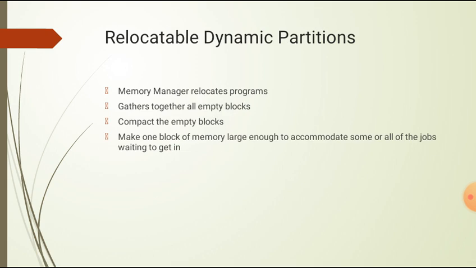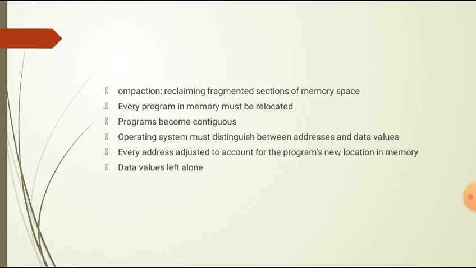Relocatable dynamic partitions. The memory manager relocates programs, gathers together all empty blocks, compacts the empty blocks, then makes one block of memory large enough to accommodate some or all of the jobs waiting to get in. Then compaction, reclaiming fragmented sections of memory space. Every program in memory must be relocated. Programs become contiguous. The operating system must distinguish between addresses and data values. Every address is adjusted to account for the program's new location in memory. Data values are left alone.